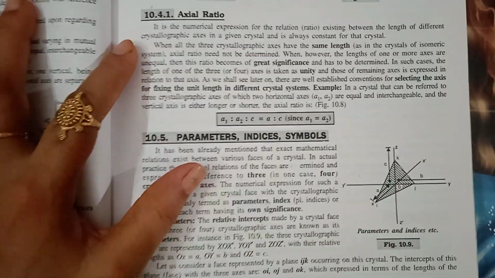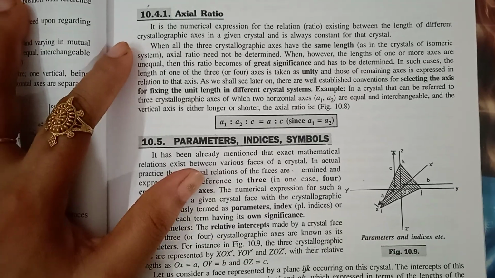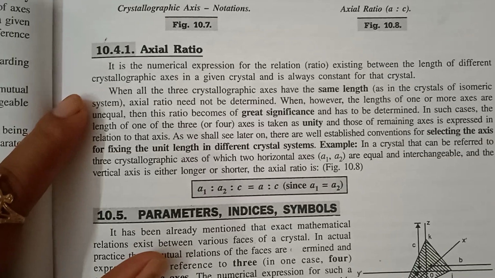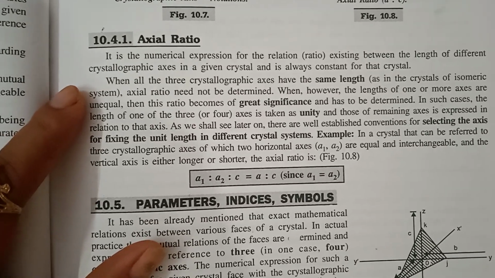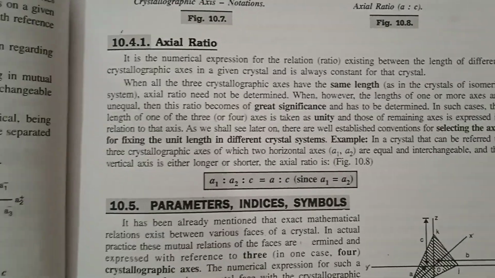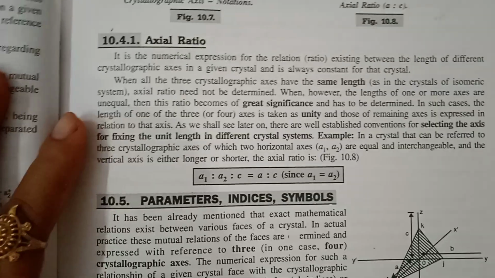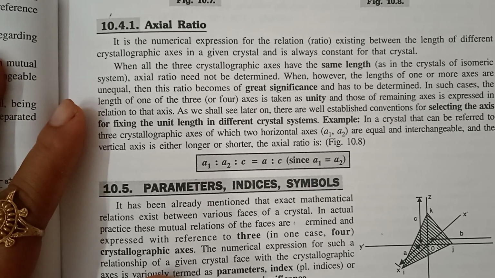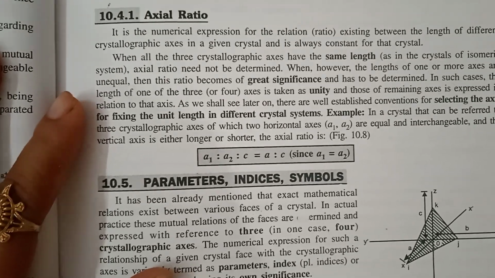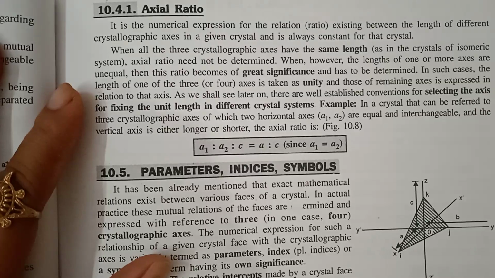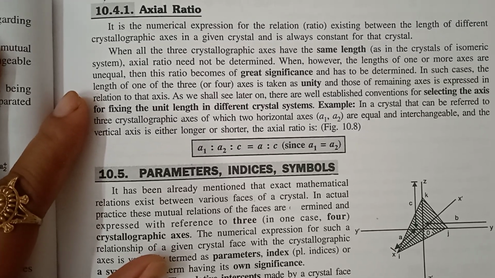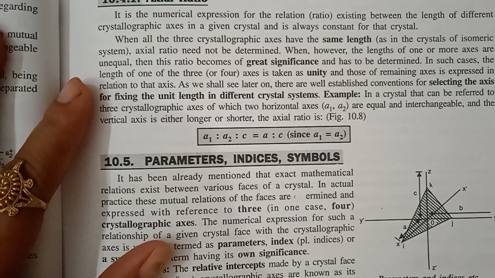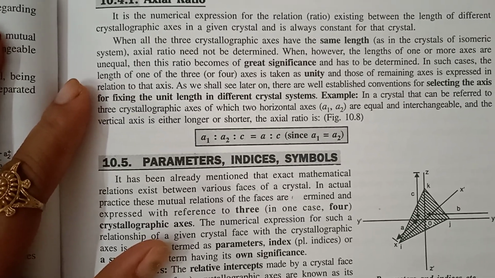It is the numerical expression for the relations existing between the length of different crystallographic axes in a given crystal and is always a constant for that crystal. When all the three crystallographic axes have the same length, as in the crystals of isometric system, axial ratio need not be determined. Whenever the length of one or more axes are unequal, then this ratio becomes of greater significance and has to be determined.